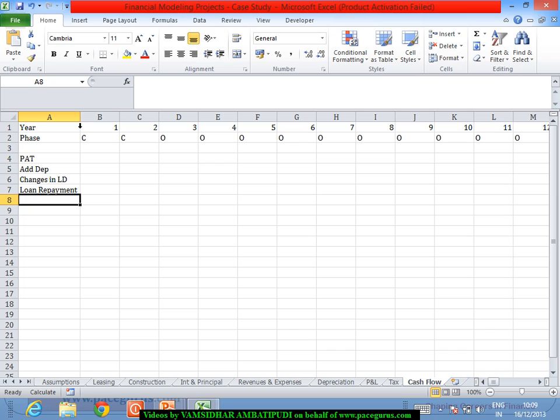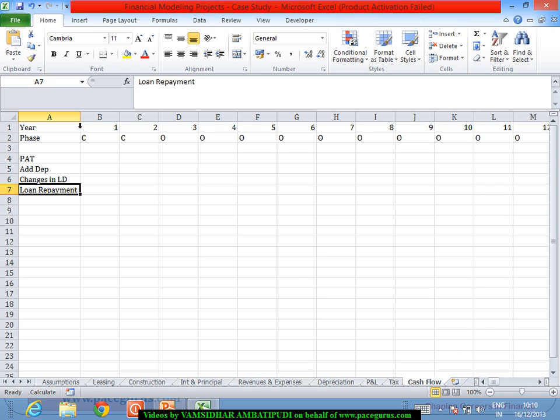Interest is already computed as a part of my P&L statement, so it has got updated as a part of my PAT. So when I am putting a PAT here, it has taken care of the entire P&L statement, so I don't need to bother too much about that. The depreciation is what is getting added. The changes in the lease deposits, because only lease rental has gone into the P&L statement, no lease deposit has gone anywhere. So that's the reason we are putting the changes in the lease deposit here.